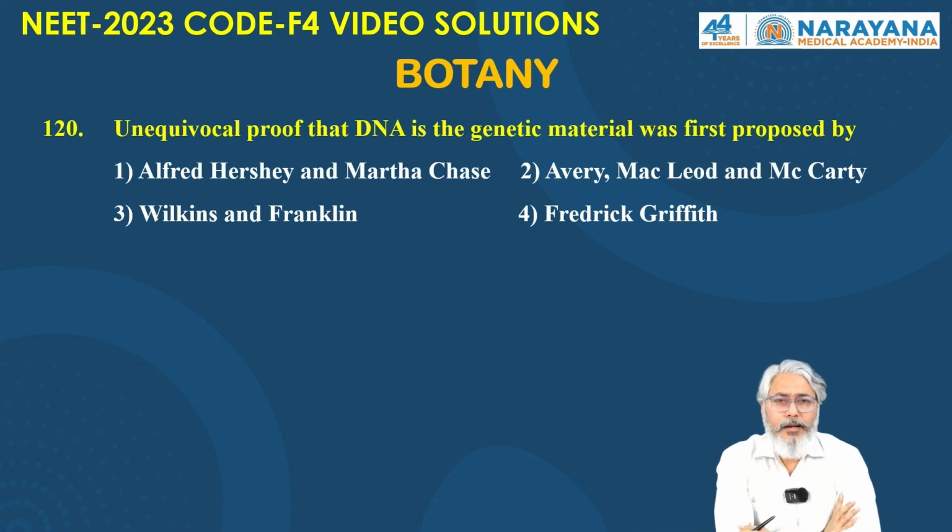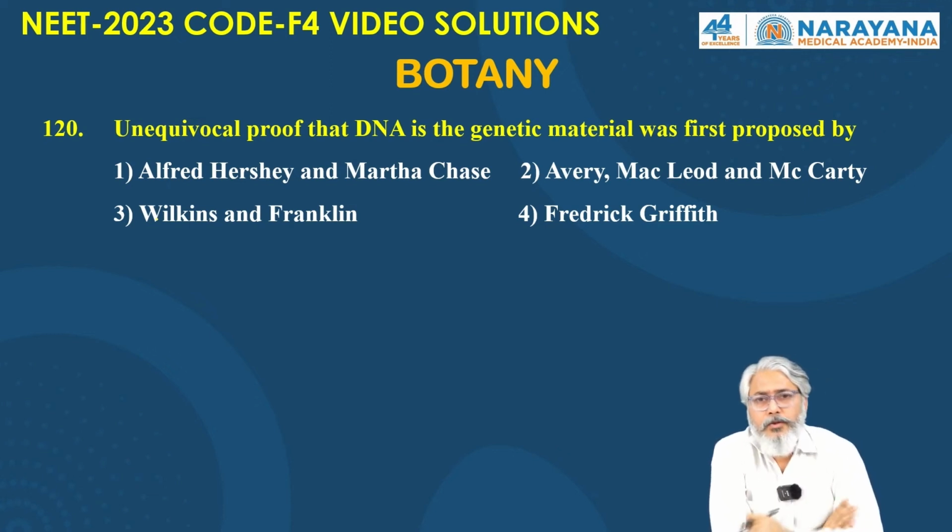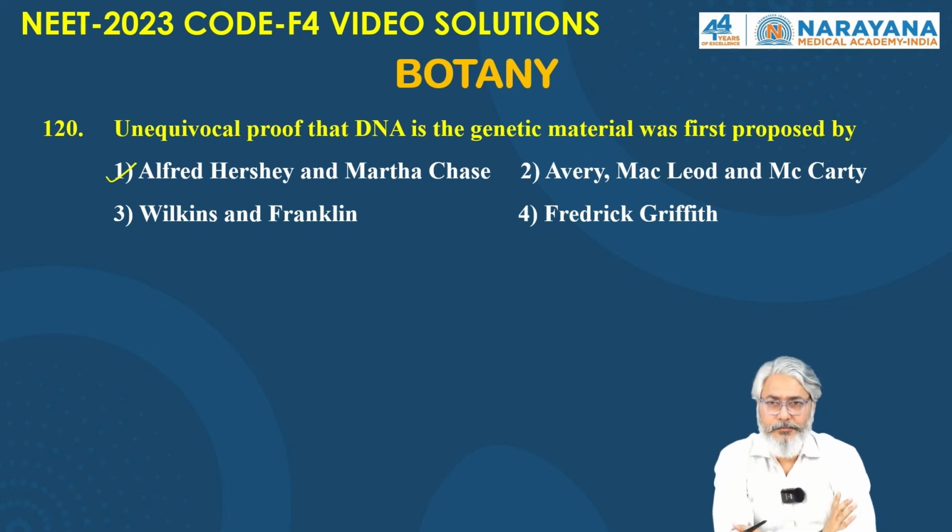Unequivocal proof that DNA is genetic material was first proposed by the experiment by Hershey and Chase. They used bacteriophages, meaning viruses, in which DNA and proteins they have taken, right? So they had to select between protein and DNA, and after their experiment they concluded that DNA is the genetic material. So the option is 120.